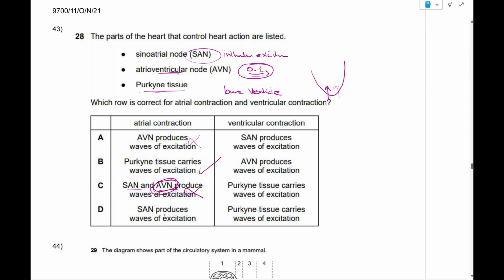And finally, the sinoatrial node produces waves of excitation. This is correct. And here, atrioventricular node produces the waves. This is incorrect. And then finally, we have Purkinje tissue carries waves of excitation to the base of the ventricle, so contraction can occur, and the answer is going to be D.